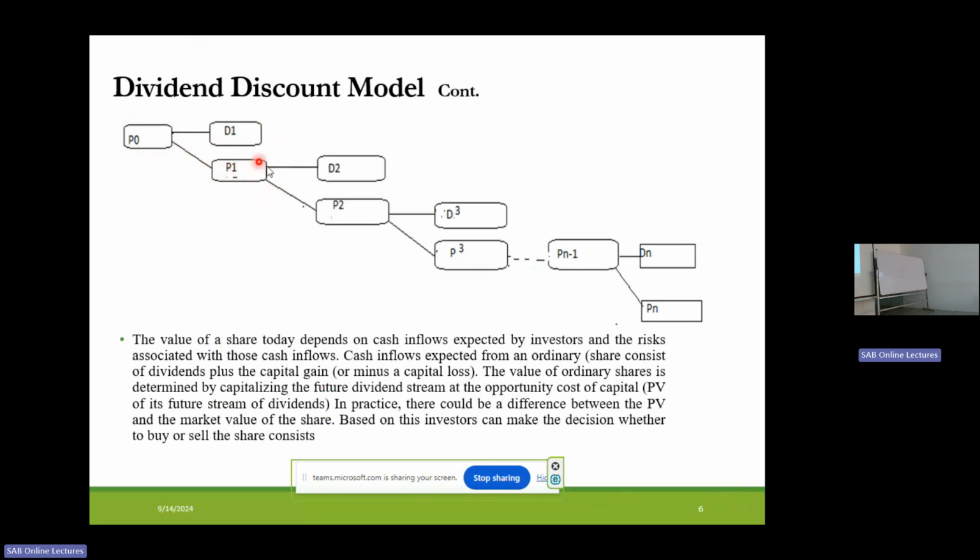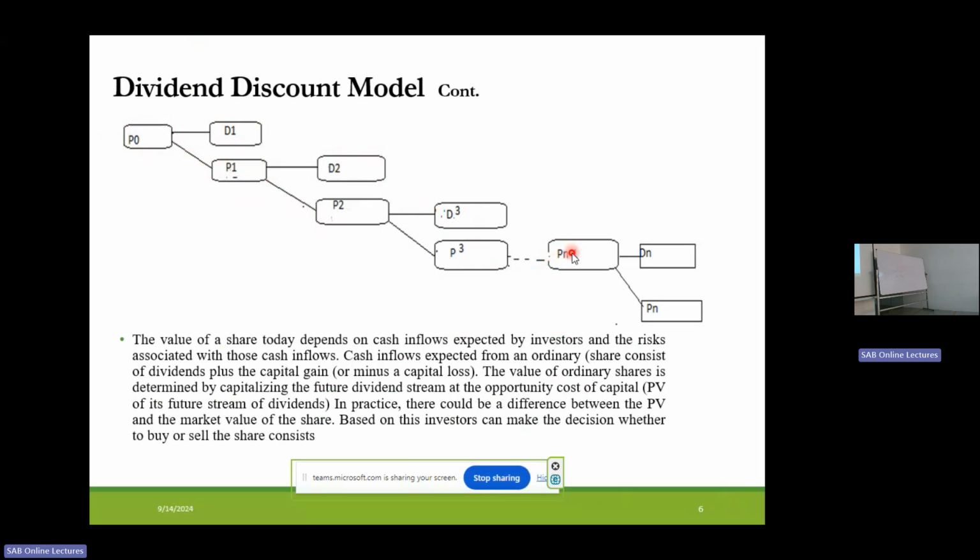Likewise, if you want to calculate the next period price, it depends on D2 and P2. And if you want to calculate the P2 price, after 2 years, that depends on D3 and P3. So likewise, you can continue this for an ultimate surplus. You can continue for any number.